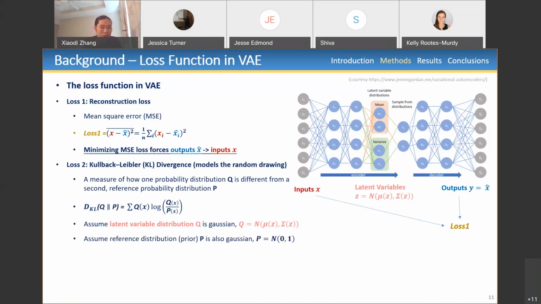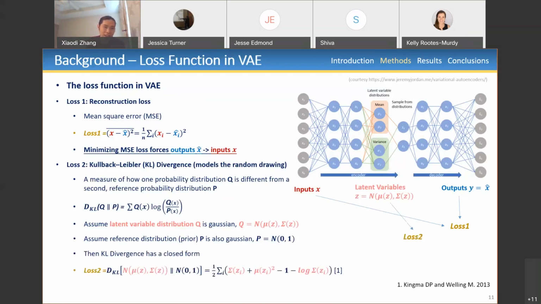But if you make two specific assumptions here, the first being that the latent variable distribution follows a Gaussian distribution, and its mean and variance are both estimated by your network. The second assumption is that the reference distribution is a standard Gaussian distribution. The reference distribution is sort of the ideal distribution you want your latent variable to follow. If you make these two assumptions, then you can calculate the loss function in closed form, meaning everything can actually be calculated.